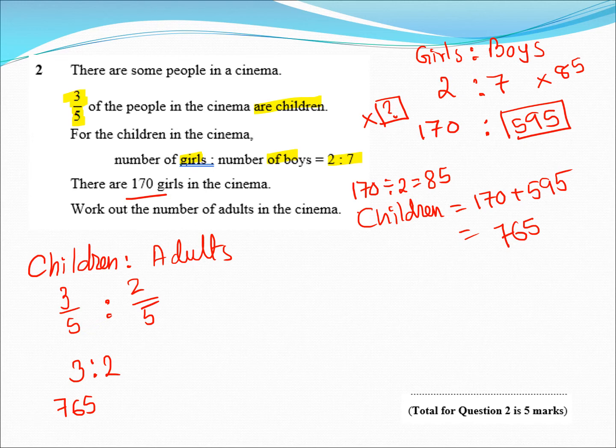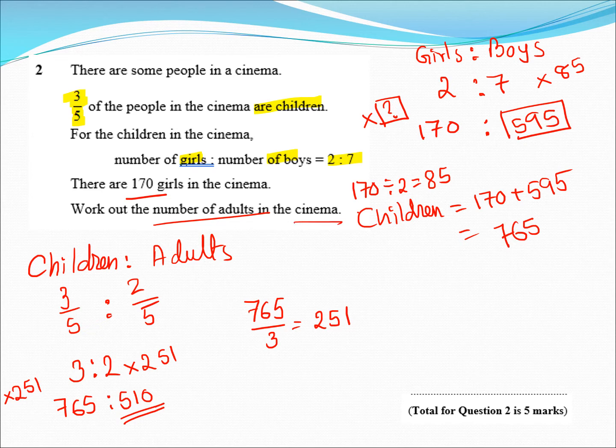We use the same method. 3 multiplied by something gave you 765. To work that out, I do 765 divided by 3, which is 255. That means 3 multiplied by 255 gave me 765. So to work out the number of adults, I do 2 multiplied by 255, which is going to give me 510. And that is the number of adults in the cinema. Your answer is 510. And that question has got 5 marks in it.